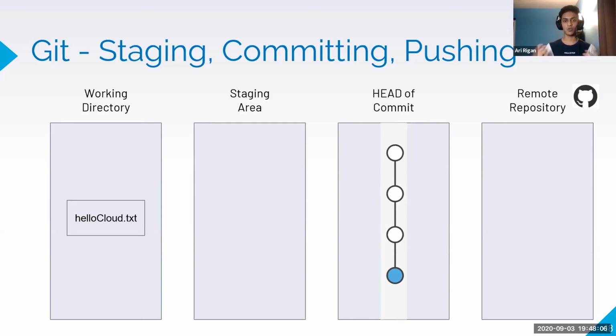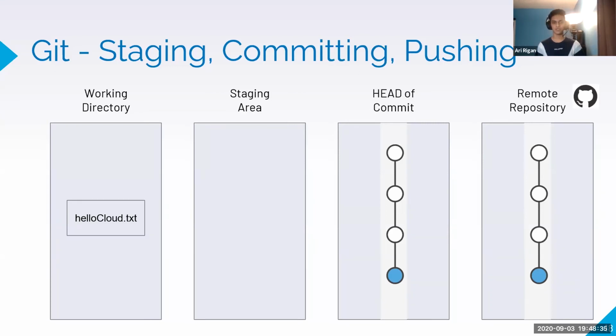But essentially, we have this chain of snapshots. What we want to do is push it to another computer, or push it to the internet so that we can pull it on a different computer, or maybe one of our project partners can pull it on their computer. So what we do is we push it to the remote repository. So it literally just takes everything that you have on your local machine and puts it on GitHub or any other Git hosting service.